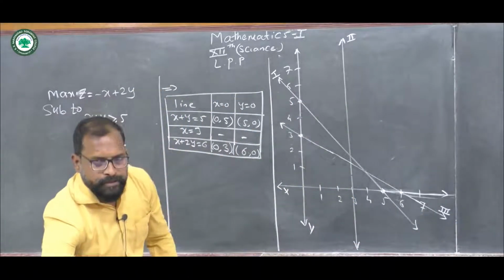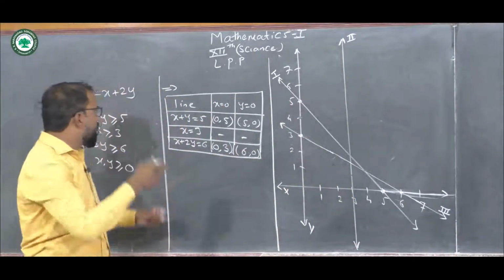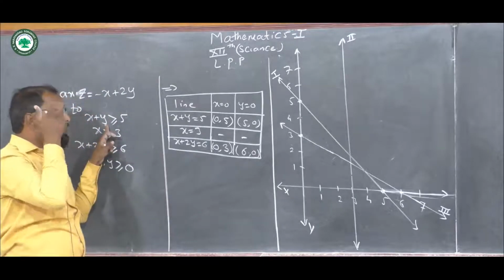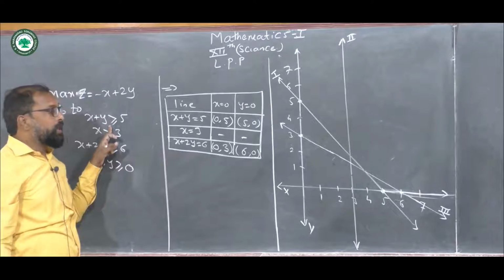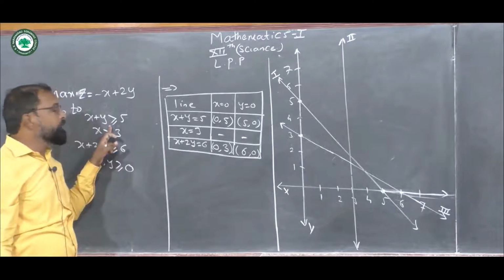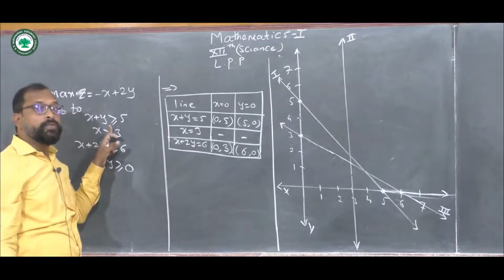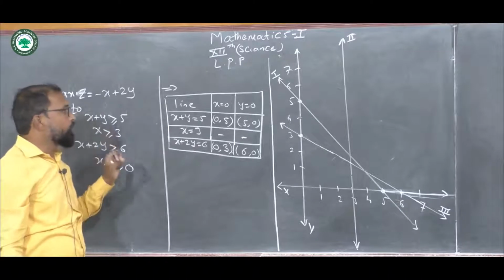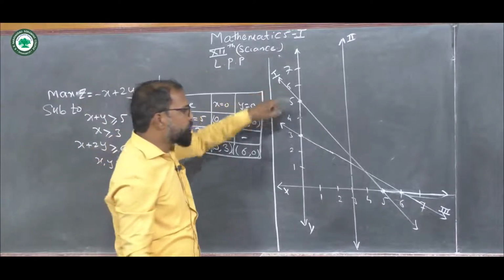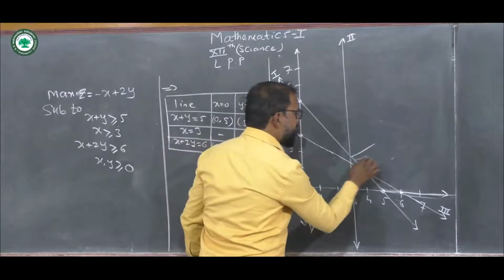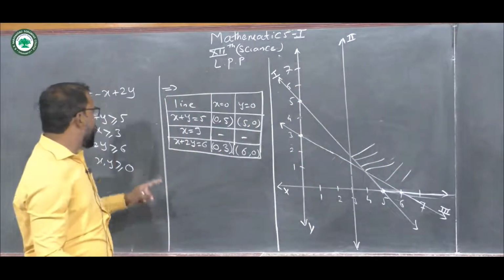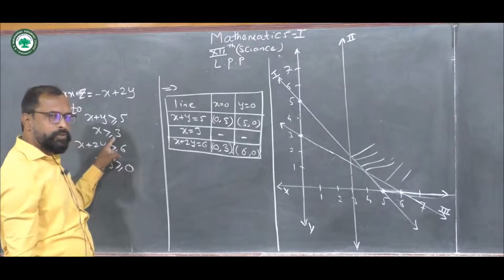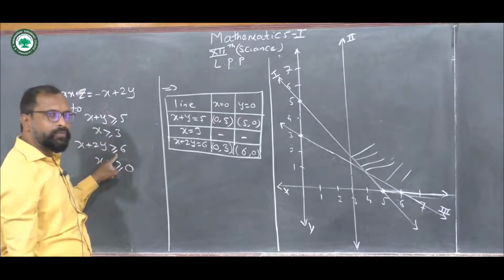Now, observe the constraints. First constraint is greater than or equals to type. So, we have to consider a region above the first line or opposite to the origin side. This is the first line. Opposite to the origin side of the first line means this one. This is the region. Similarly, for the second equation, it is greater than or equals to 0. For the third, it is greater than or equals to 0.